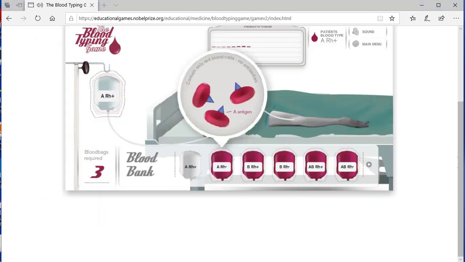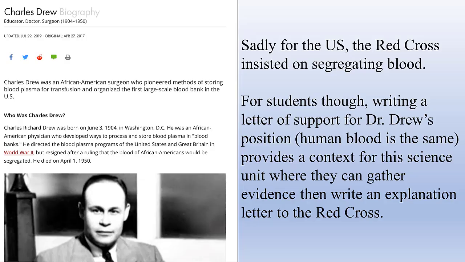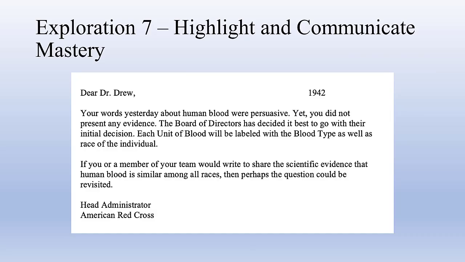It is deduction and reasoning. They are saving a life. The African-American physician, Dr. Charles R. Drew, headed America's first blood bank. In 1942, the American Red Cross decided to segregate blood.